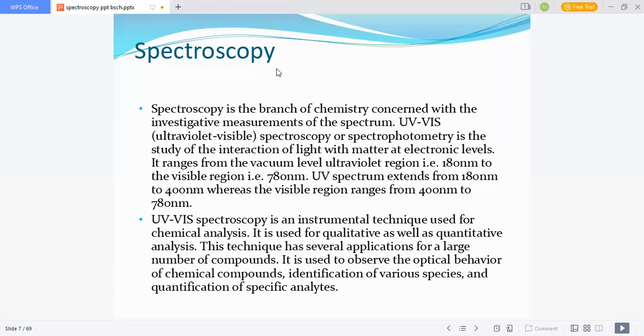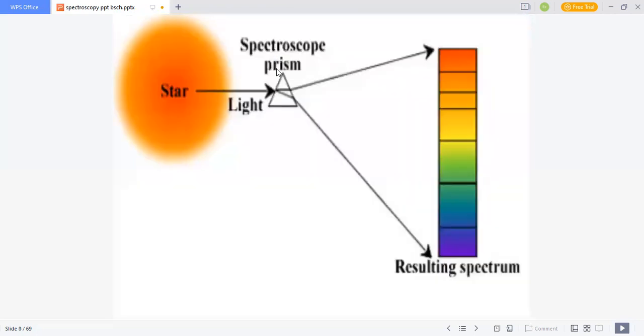UV visible spectroscopy is an instrumental technique used for chemical analysis. It is used for qualitative as well as quantitative analysis. This technique has several applications for a large number of compounds. It is used to observe the optical behavior of chemical compounds, identification of various species, and quantification of a specific analyte.